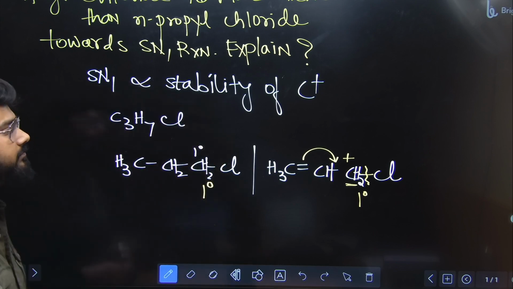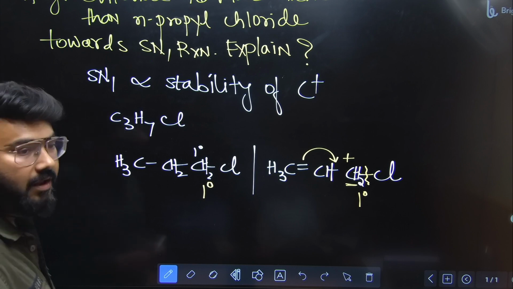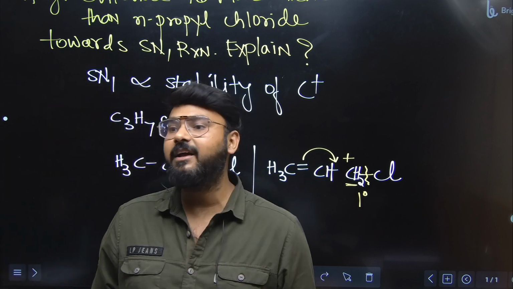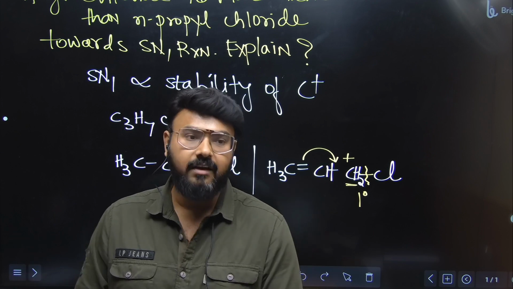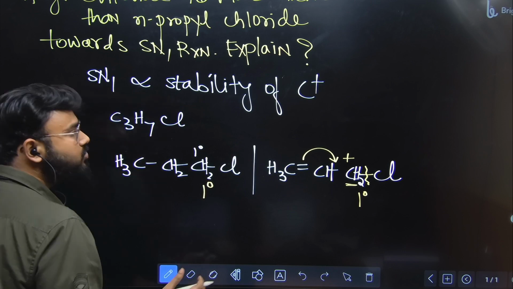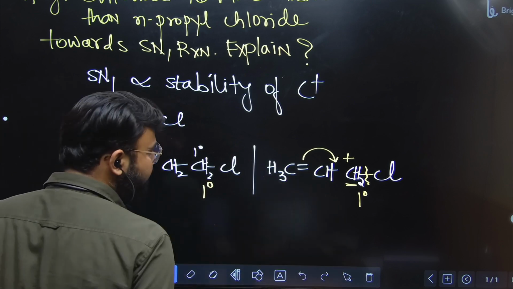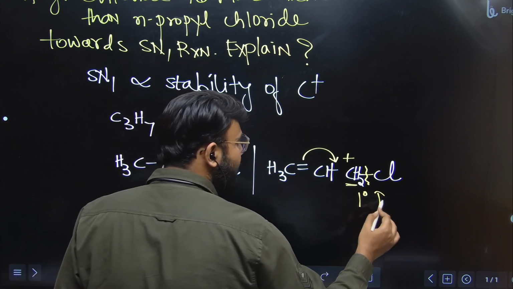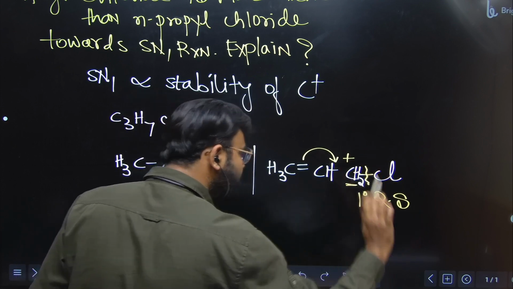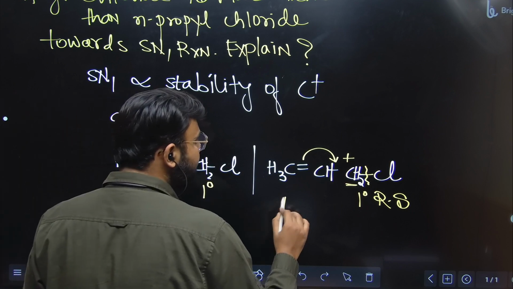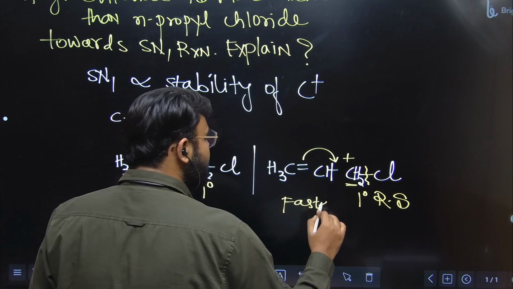Aditi, you're asking something? Between allylic and benzylic, which is more stable? Any day, benzylic is the supreme most stable, because it has more resonating structures. Is it clear? So guys, understand here, because it is resonance stabilized, it's not a normal 1 degree, it's 1 degree resonance stabilized. That is why this will be faster.